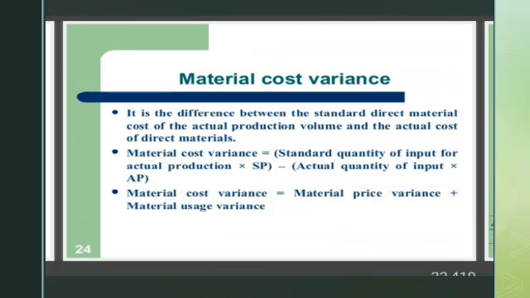Material cost variance. It is the difference between the standard direct material cost of the actual production volume and the actual cost of direct materials. Material cost variance is equal to standard quantity of input for actual production into standard price minus actual quantity of input into actual price. Material cost variance is equal to material price variance plus material usage variance.